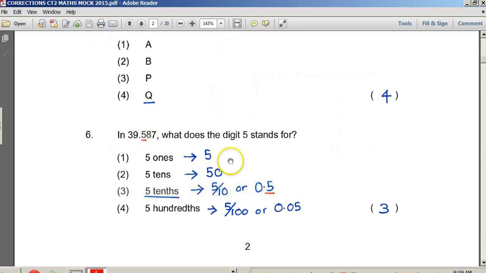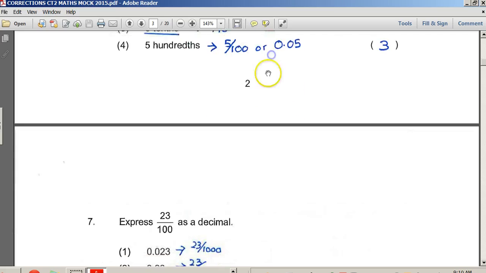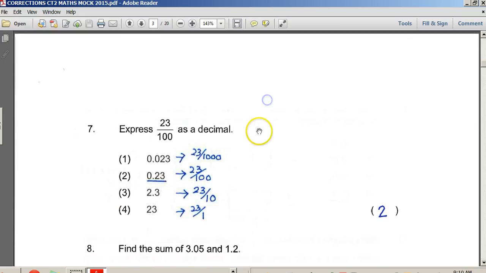39.587. What is the digit 5? Now do not make a mistake and plunge into it. Straight away you see there's a 5, you say 5 ones. Now it is at a position where the tenths is 5/10. 5/10 means 5 over 10 or 0.5. Let's carry on. This is straightforward as a decimal.